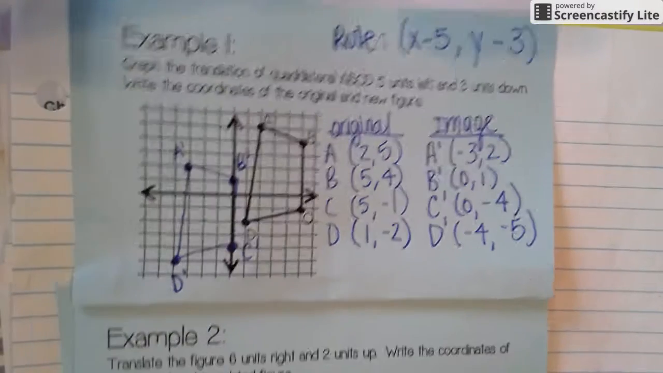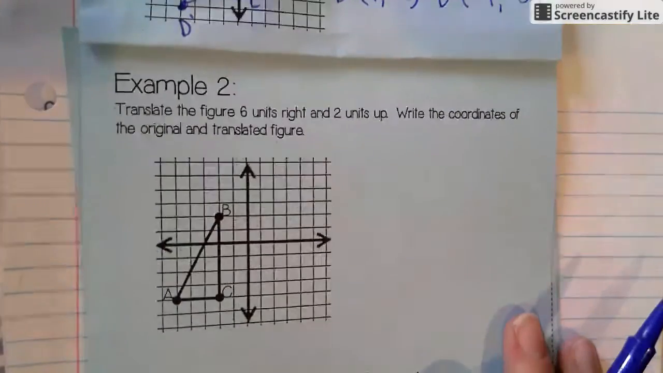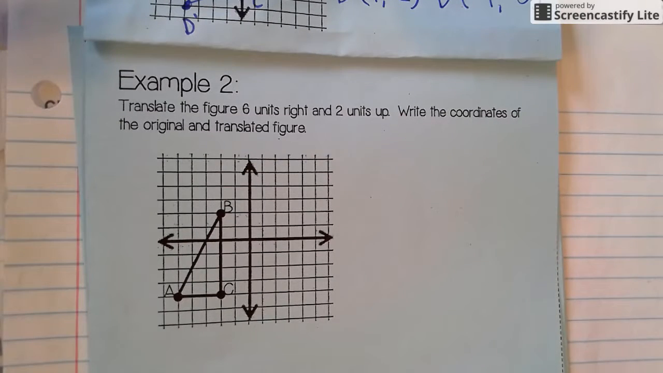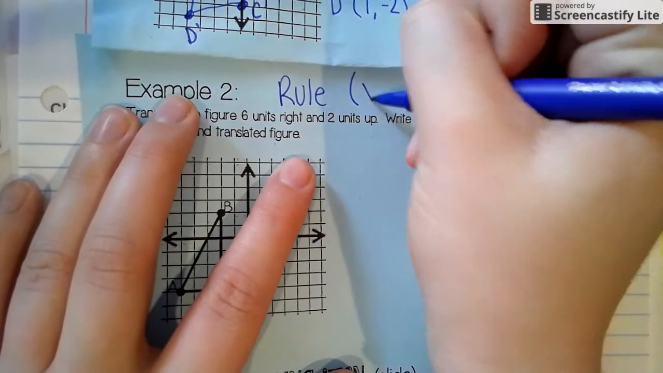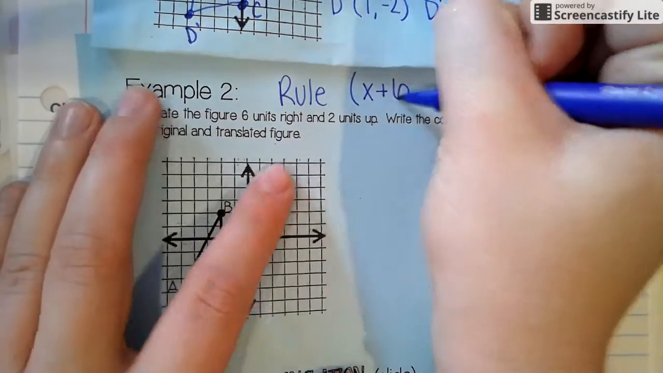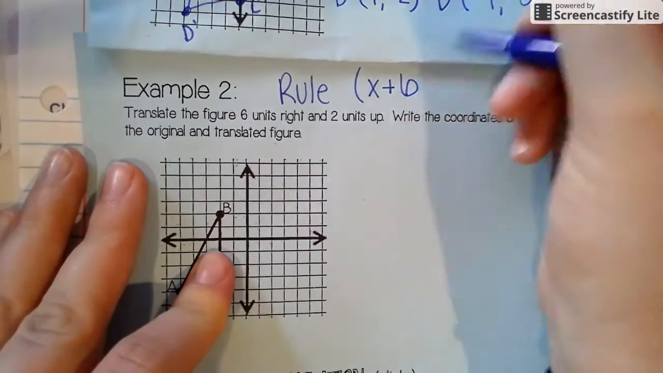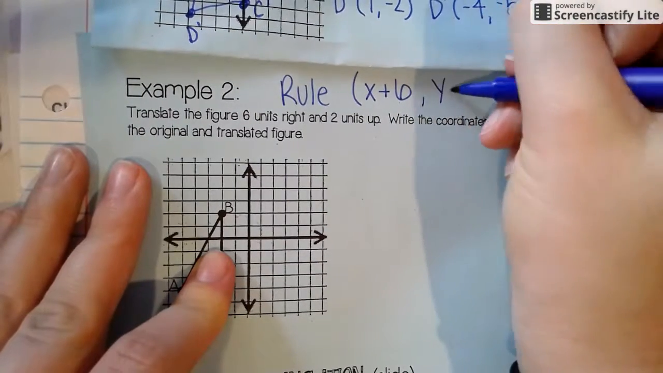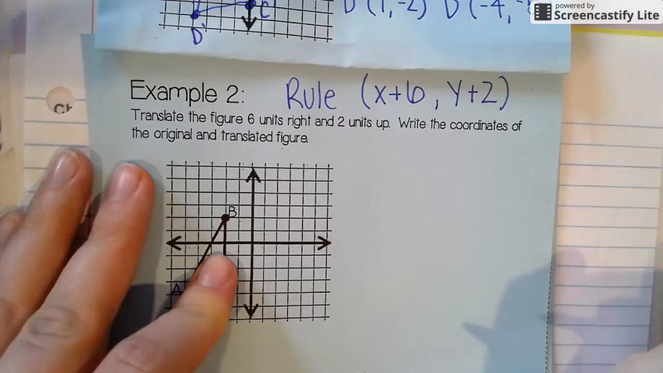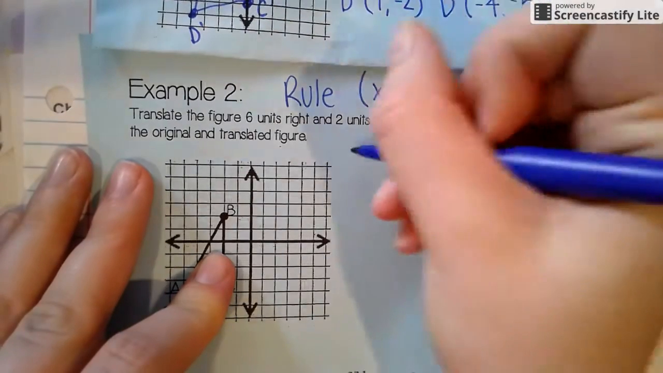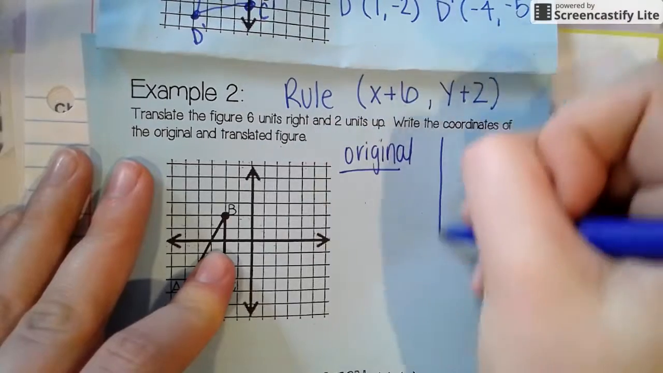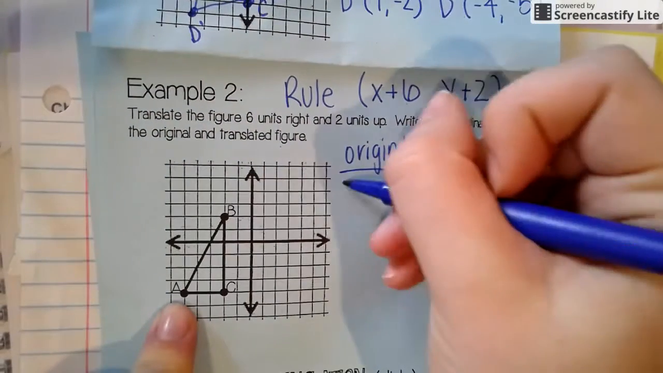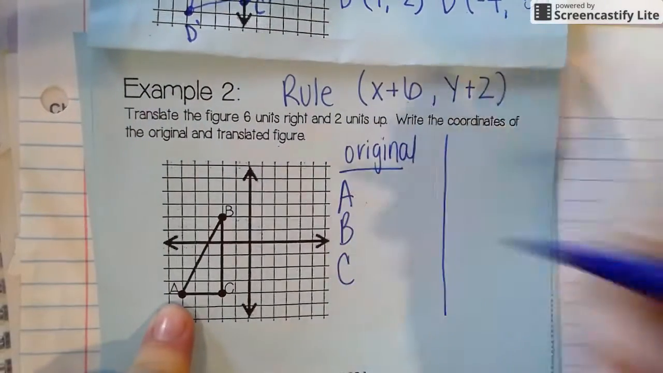So my next example, this one says translate the figure 6 units to the right and 2 units up. So if I wanted to write my rule, it would be x plus 6, because I'm going to the right, and then y plus 2, because I'm going up. I would write my original points, and I'm going to look at A, B, and C.